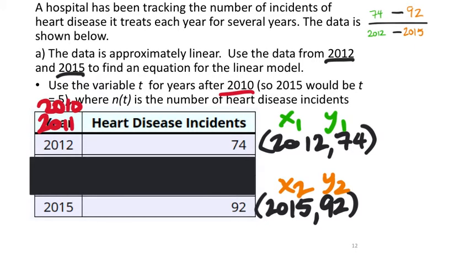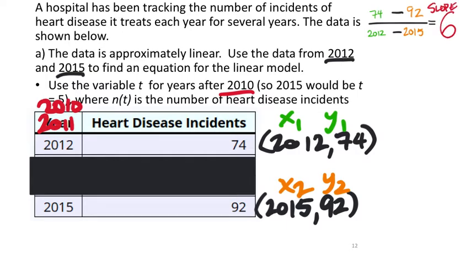So now we're going to put this into the calculator. The slope here is 6. Again, in context this would indicate that it increases 6 incidents every year, or for every year you get approximately 6 heart disease cases. So the slope, there's our first thing that we need, and we found it.